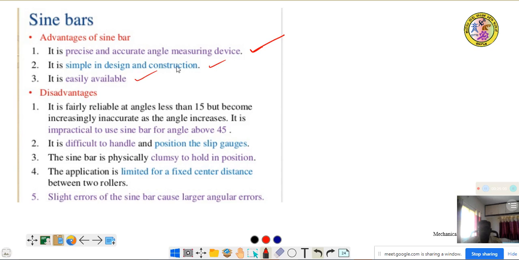It is easily available. But the disadvantages: it can fairly give good results when the angle is less than 15 degrees. We are going to get good results when the angle is less than 45 degrees. If it is more than 45 degrees, it is not suitable.